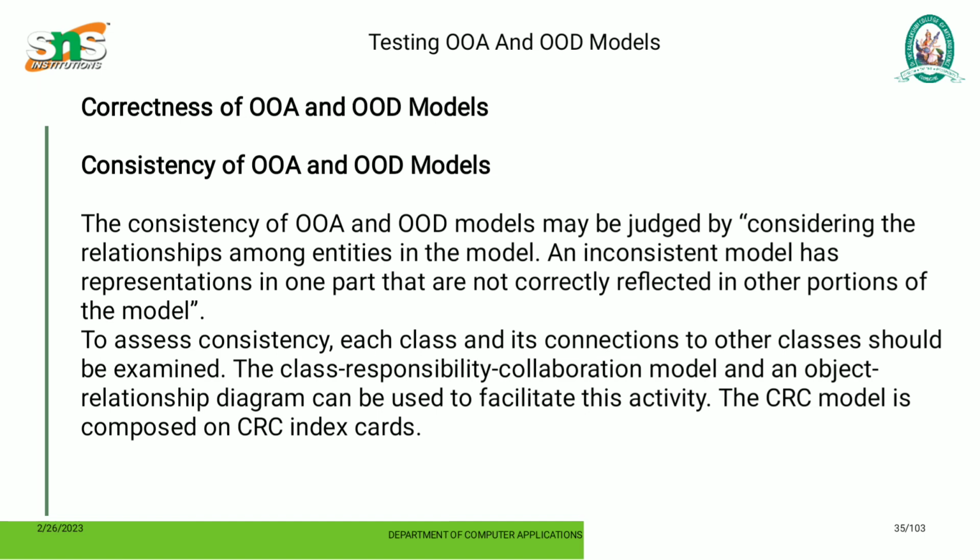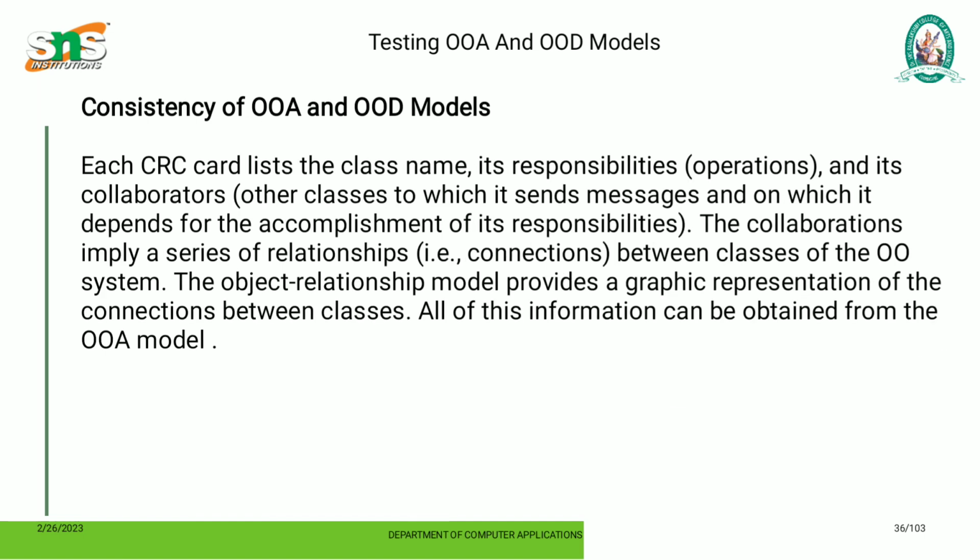The CRC model is composed of CRC index cards. Each CRC card lists the class name, its responsibility, and its collaborators. The purpose of the collaboration is to imply a series of relationship connectors between classes of the OO system. The object relationship model provides a graphical representation of the connection between classes. All of this information can be obtained from the OOA model.